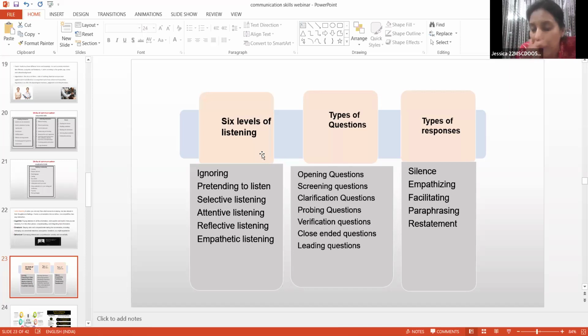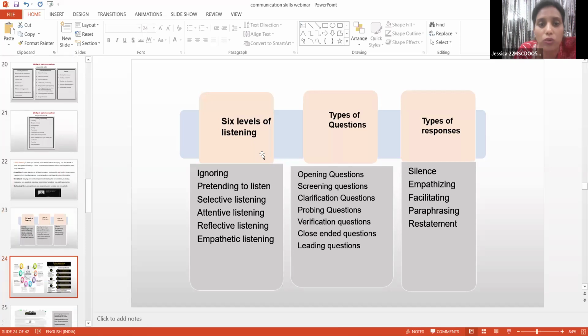Restatement. Restatement is repeating what the patient is saying to emphasize some important points during your interaction with the patient. It may be their answers to therapeutic questions, or something related to case taking. So restating what the patient tells you re-emphasizes the importance of that particular statement the patient is talking about.